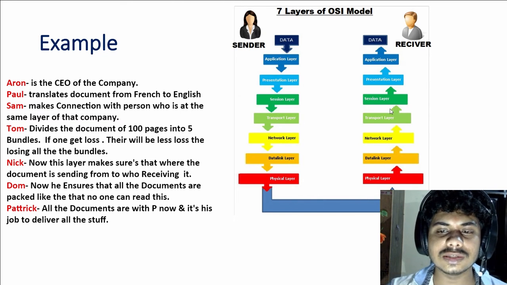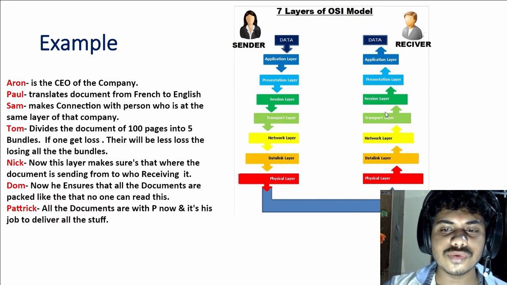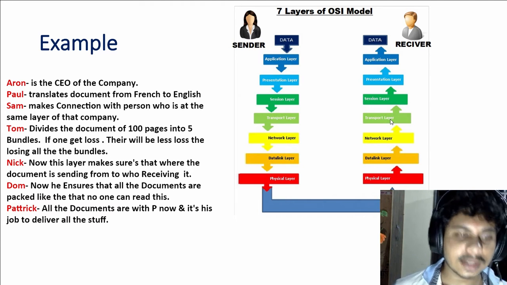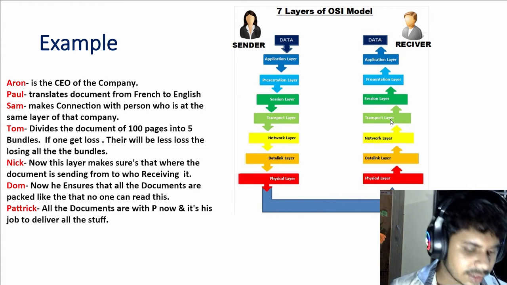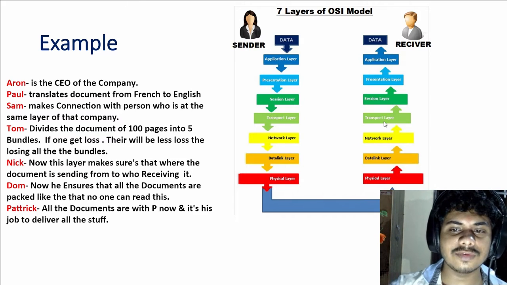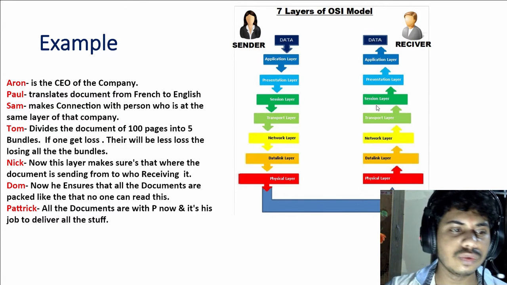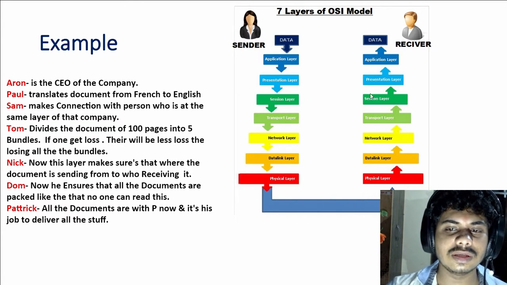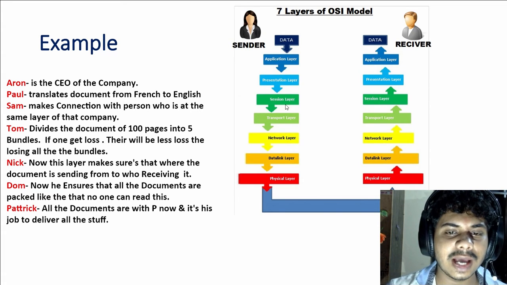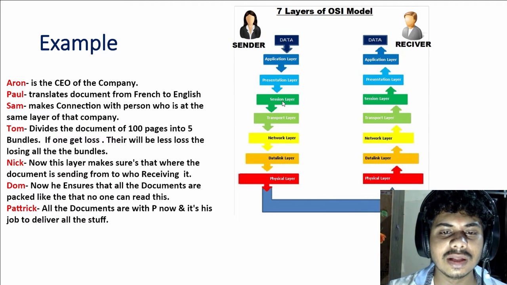So now here you can see in the receiver's company, Tom is there and Tom is checking, yes, all the documents are there. There are 5 documents which contain 20 pages each. So now Tom passes that document to Sam. Now Sam, like I said before, makes a connection between this and this.